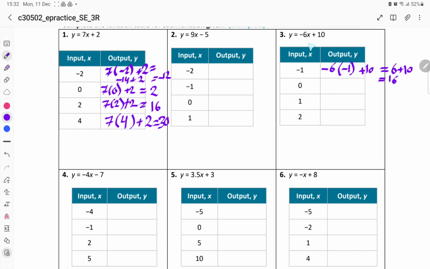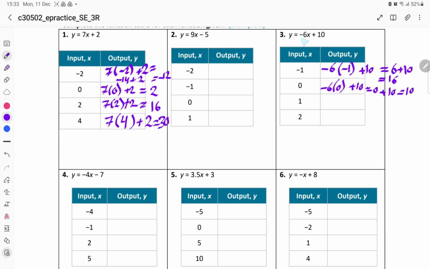Next, x is 0. Negative 6 times 0 is 0. Anything times 0 is 0. Negative 6 times 0 plus 10. Negative 6 times 0 is 0. Plus 10, which is equal to 10.